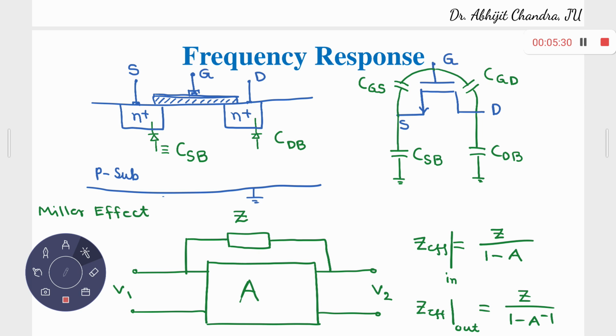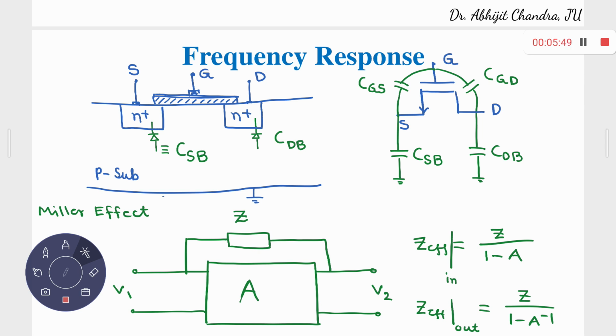Right? And apart from that, you have a reverse biased PN junction over here, at least not forward biased. This N plus P, drain to substrate, drain to body, and the source to body. So this gives rise to another two capacitors. So altogether you have four capacitors in general.